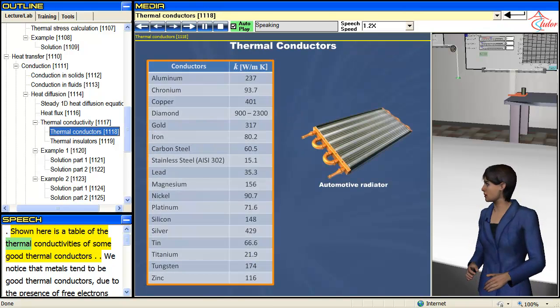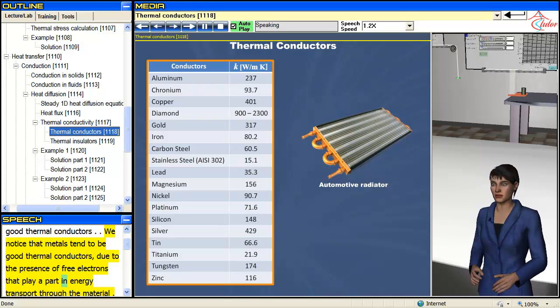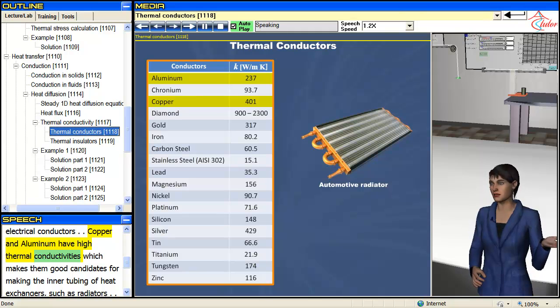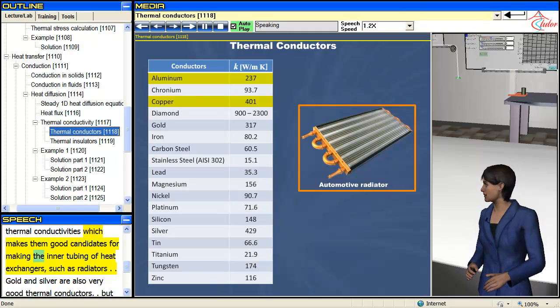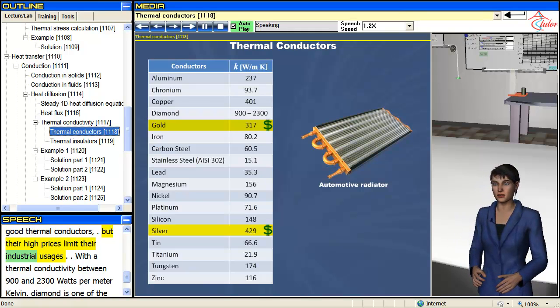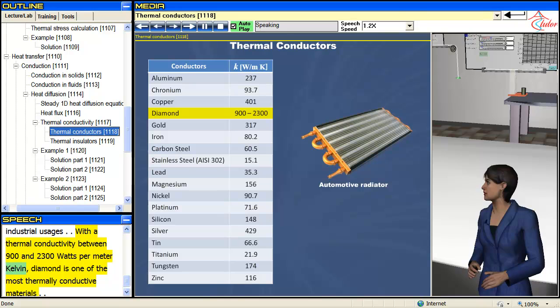Shown here is a table of the thermal conductivities of some good thermal conductors. We notice that metals tend to be good thermal conductors, due to the presence of free electrons that play a part in energy transport through the material. The presence of the free electrons in metals is also responsible for them being good electrical conductors. Copper and aluminum have high thermal conductivities, which makes them good candidates for making the inner tubing of heat exchangers, such as radiators. Gold and silver are also very good thermal conductors, but their high prices limit their industrial usages. With a thermal conductivity between 900 and 2300 watts per meter Kelvin, diamond is one of the most thermally conductive materials.